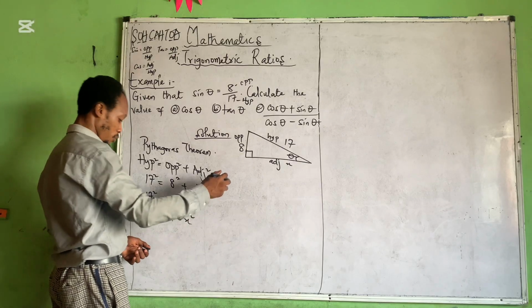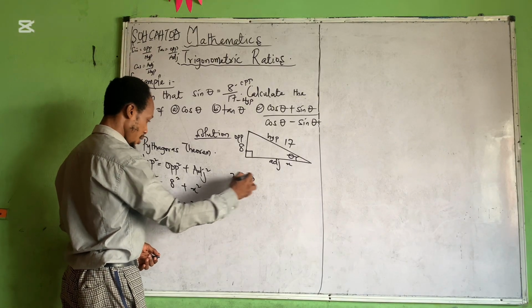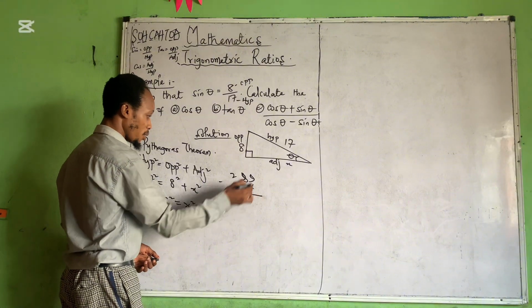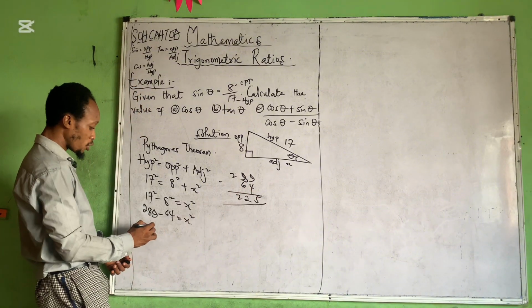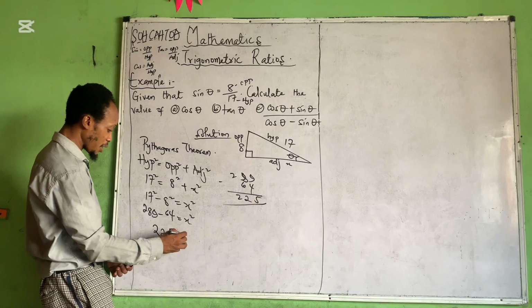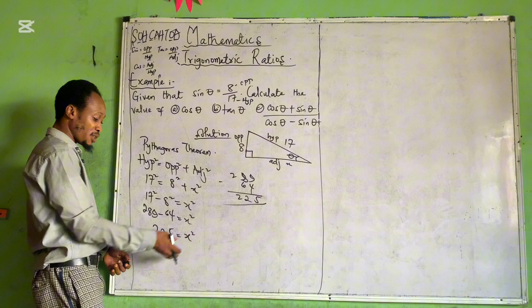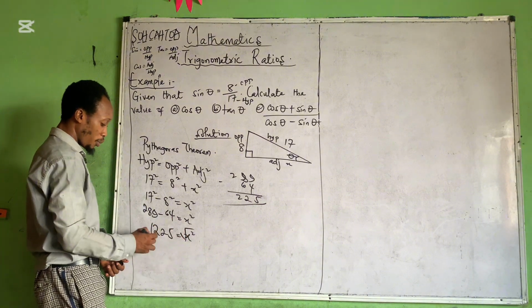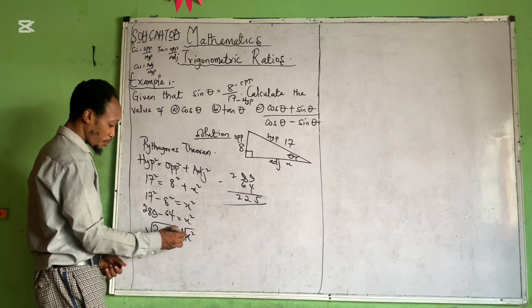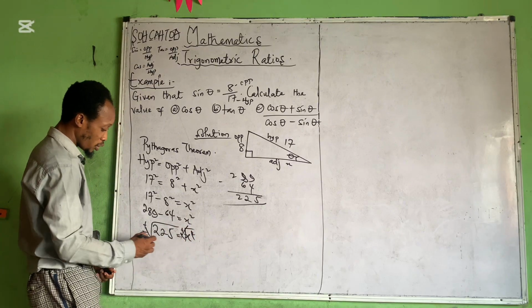When you subtract, 289 minus 64 is 225, so 225 equals x square. Now when you have x square equals something like this, you need to square root both sides so that the square will go. So square root both sides. Don't forget, this is plus or minus.